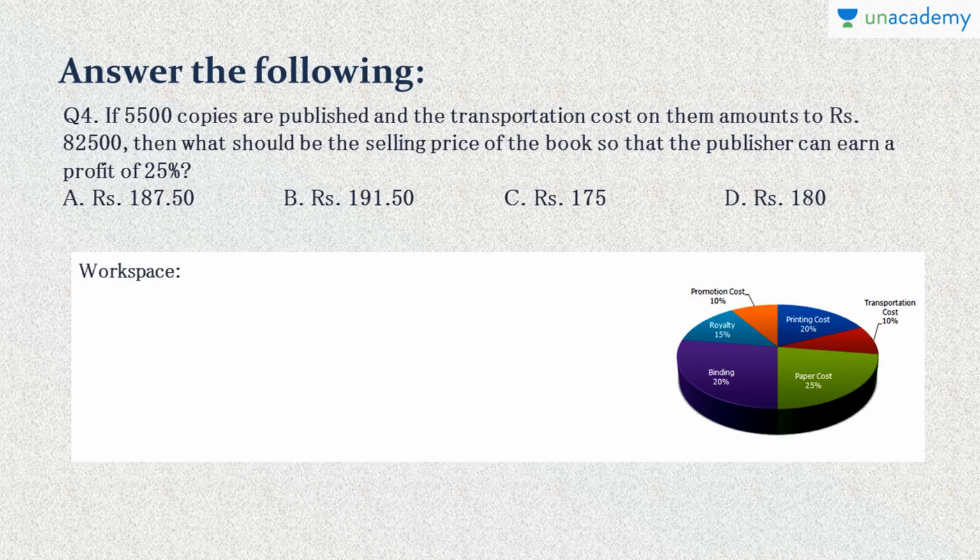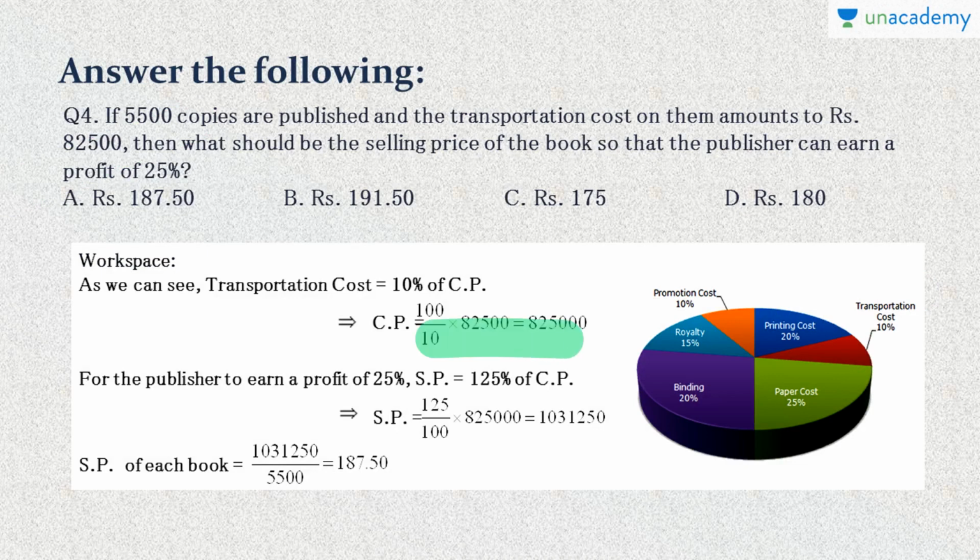Next question. If 5,500 copies are published and the transportation cost on them amounts to 82,500, then what should be the selling price of the book so that the publisher can earn a profit of 25%? Okay, so we'll take one step at a time. We know that the transportation cost is just 10% of the cost price, which is 82,500. So the cost price becomes 10 times of this cost, that is 8,25,000.